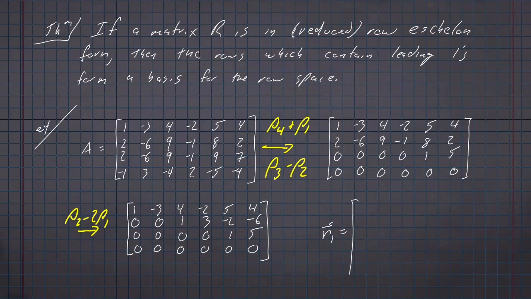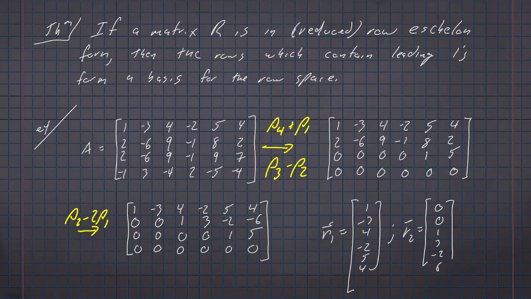R1, and I'll write it as a column vector because that's what we usually do with vectors. We have R2. And we have R3. Written just like that.